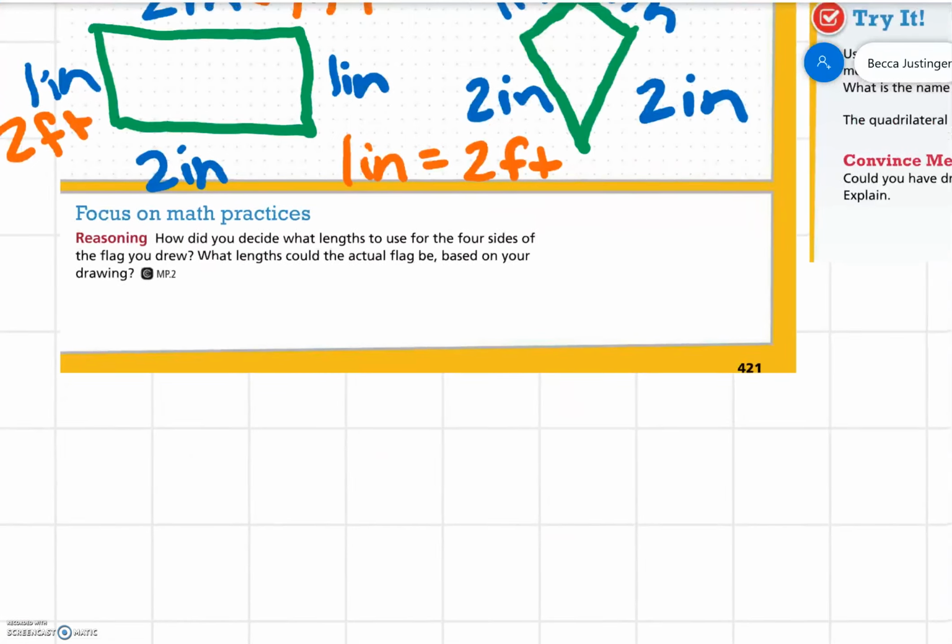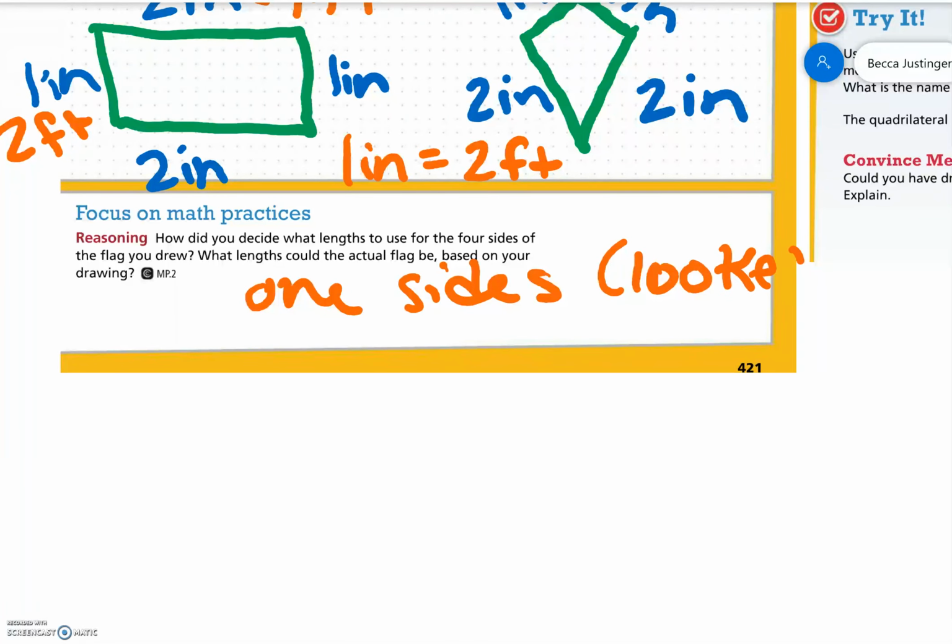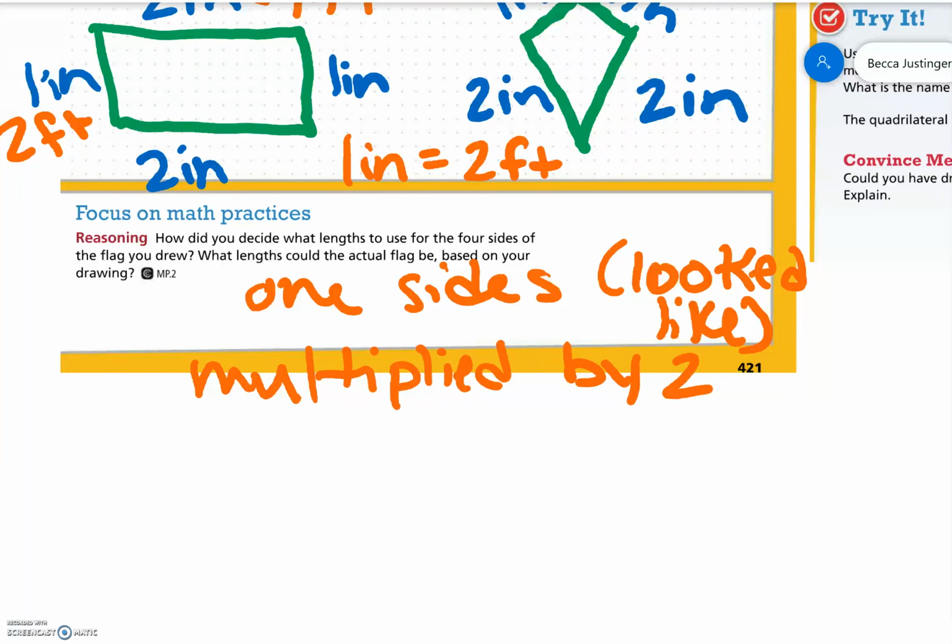Focus on math practices. How did you decide what lengths to use for the 4 sides of the flag you drew? What lengths could the actual flag be based on your drawing? Well, we decided on one of the sides. We picked a number, what it looked like, an estimate, and then multiplied by 2 to get the other side.